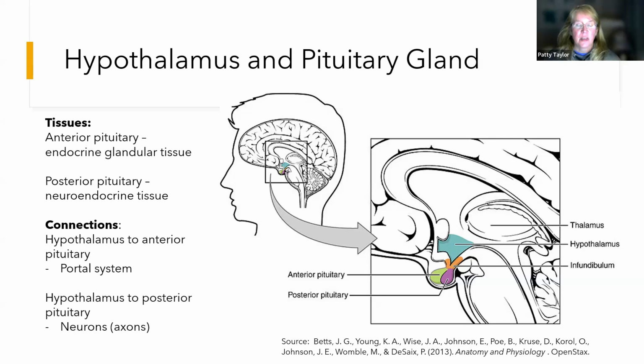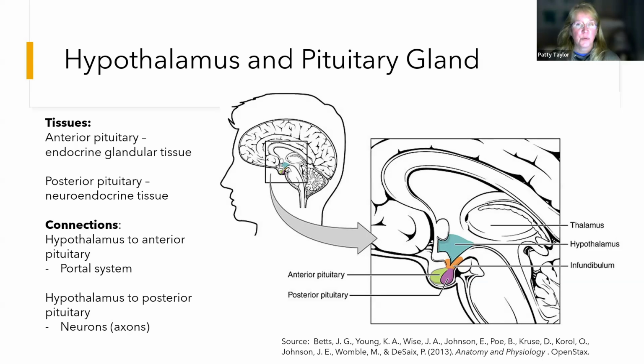So the hypothalamus has a pretty tight relationship with the anterior. There is a portal system, a blood vessel network called the hypothalamic-hypophyseal portal system that connects the hypothalamus to the anterior pituitary. So the anterior pituitary is considered an endocrine gland. It's made of glandular tissue. It releases its own hormones.